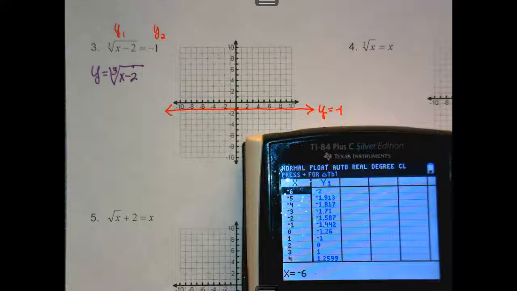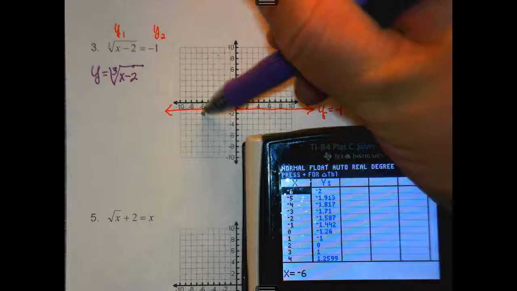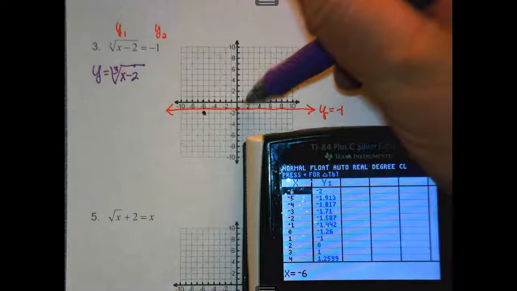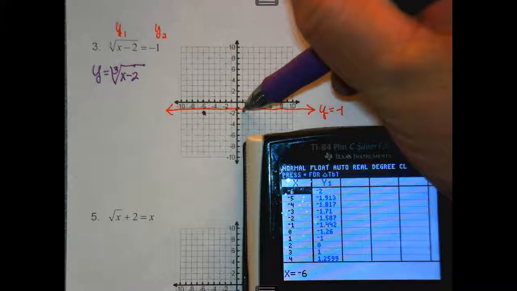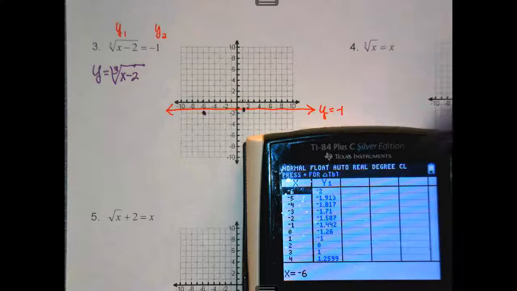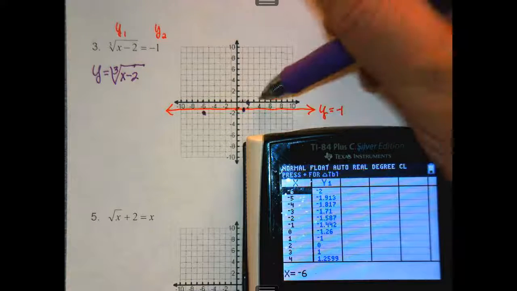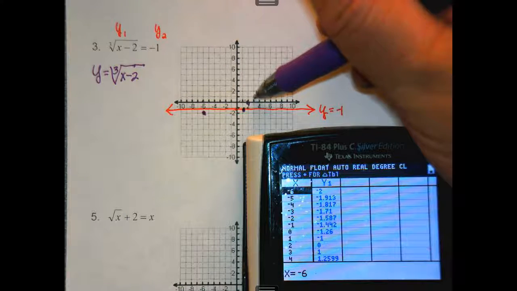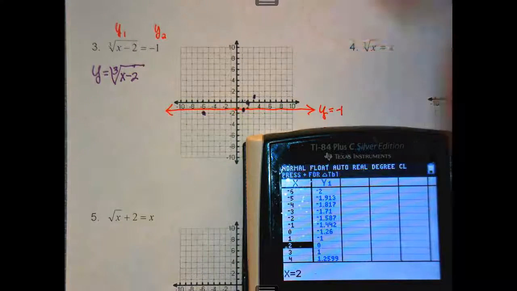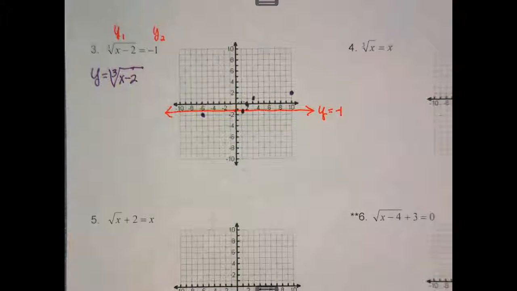Negative 6, negative 2. 1, negative 1. The table is second graph. 2, 0. 3, 1. And I bet you 10, 2 is on there. Graph this.